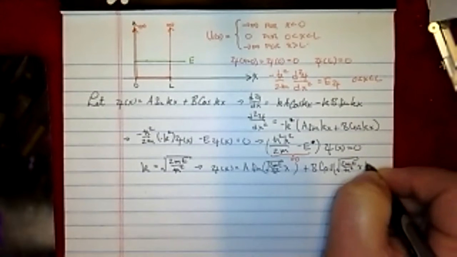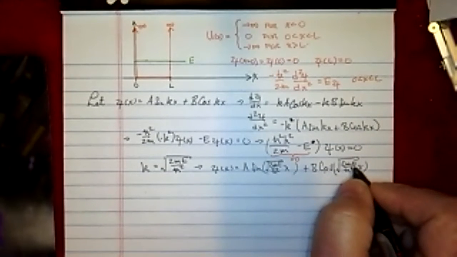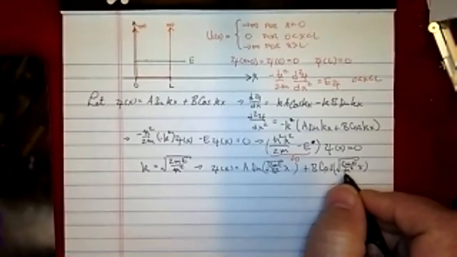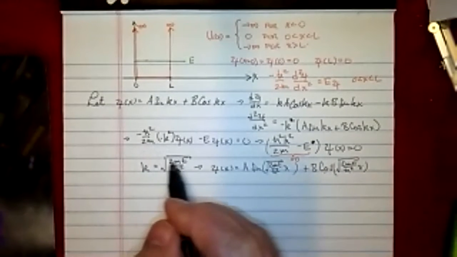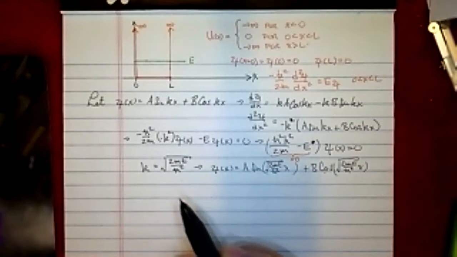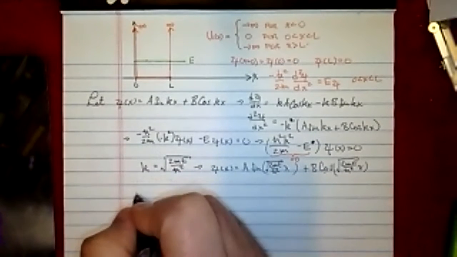Now this is actually right, but I'm not going to write it that way because we're going to find from the boundary conditions that this k is something else, but I will use the fact that k is equal to this to let me figure out what the actual energy is. So now let's evaluate our boundary conditions.